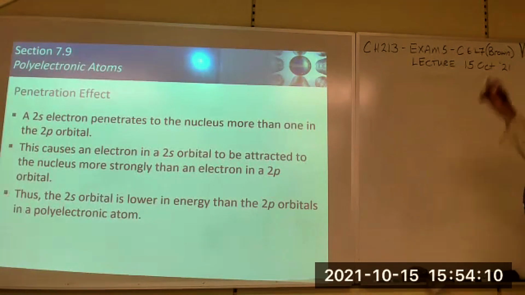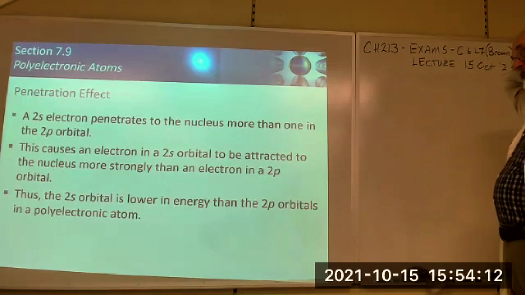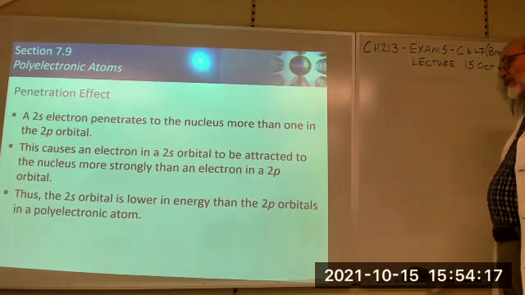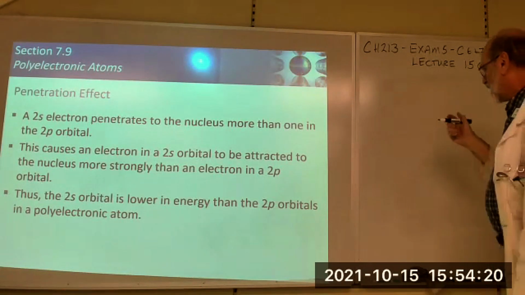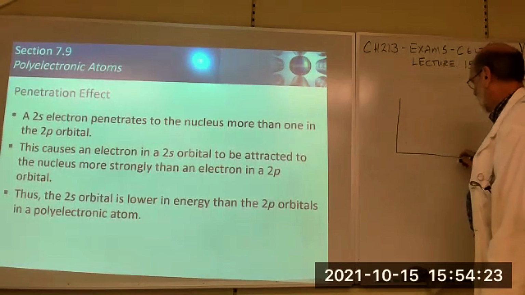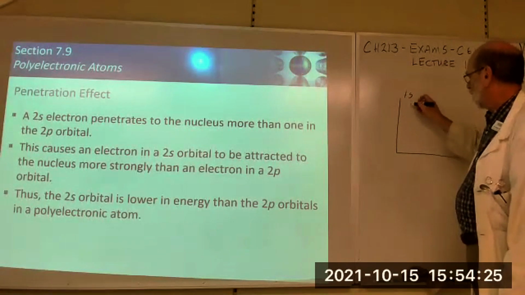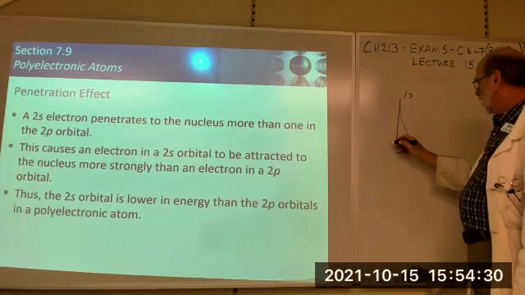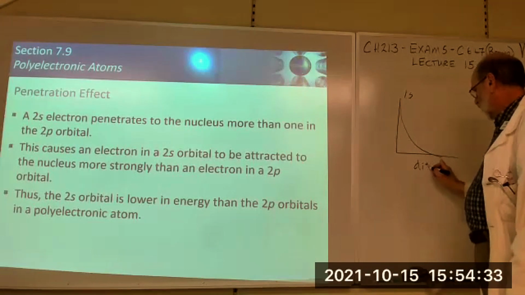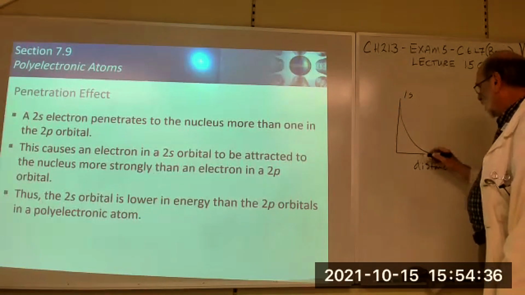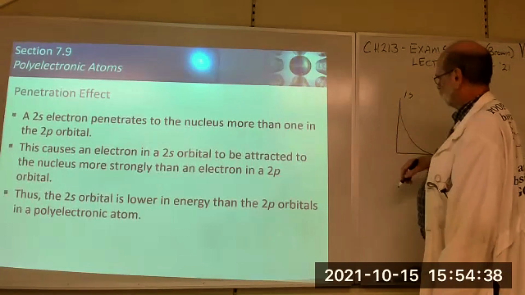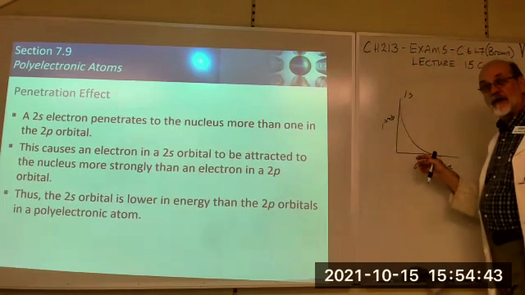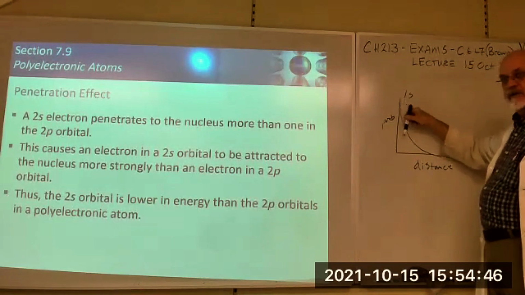Penetration effect. This is kind of a difficult subject. If we look back to the diagrams, where we had the 1s orbital, it was kind of like this. This is distance from the nucleus, and this is probability of finding the electron there. So there's increased probability close to the nucleus.